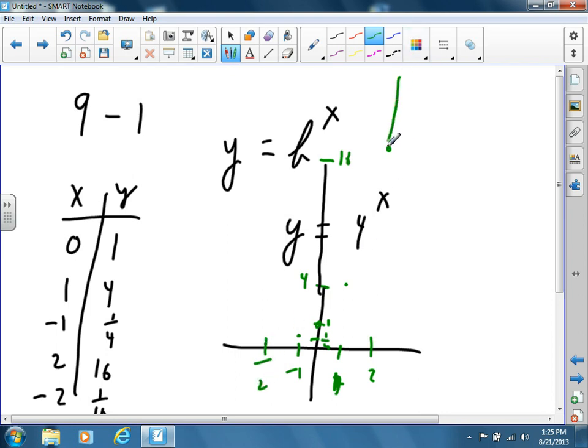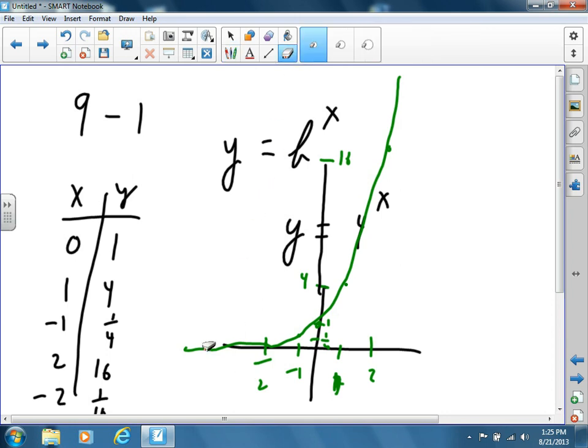So then I draw it. Perfect. And it's asymptotic to the x-axis, which means it's never going to cross the x-axis, which means my graph is hosed. There, now it's perfect. Now it's not crossing the x-axis anymore. Yeah, that's pretty good.